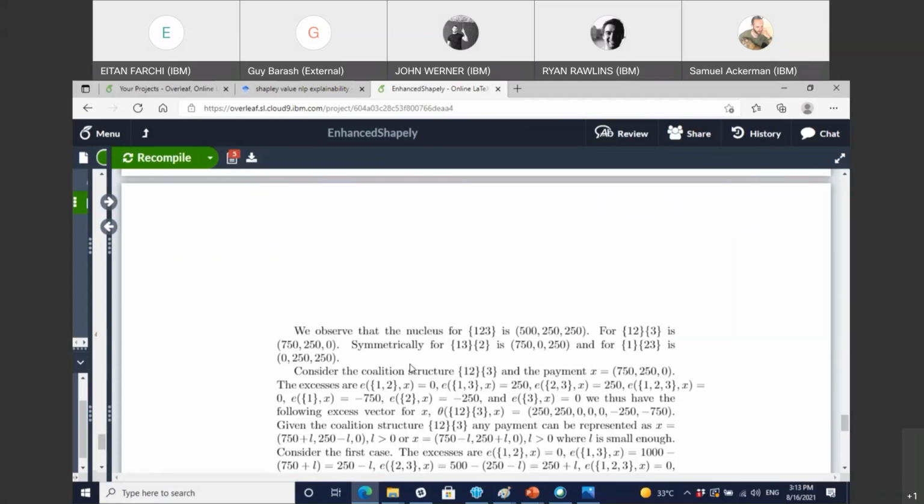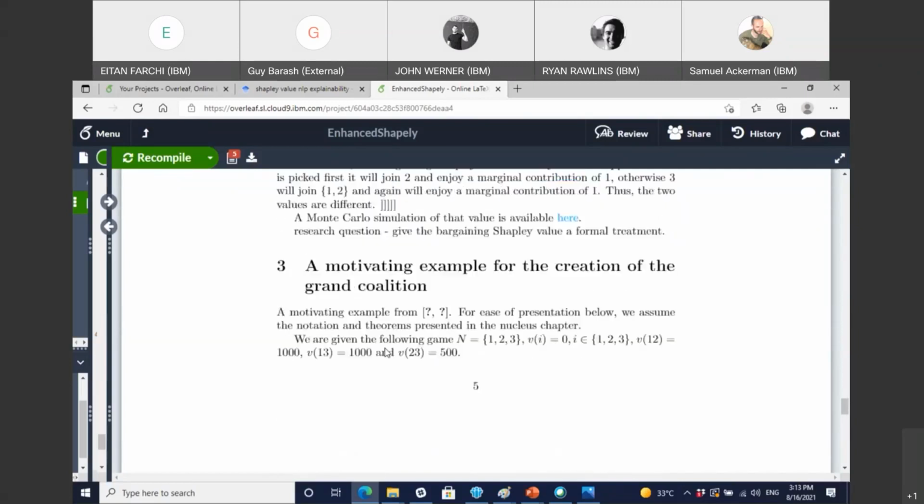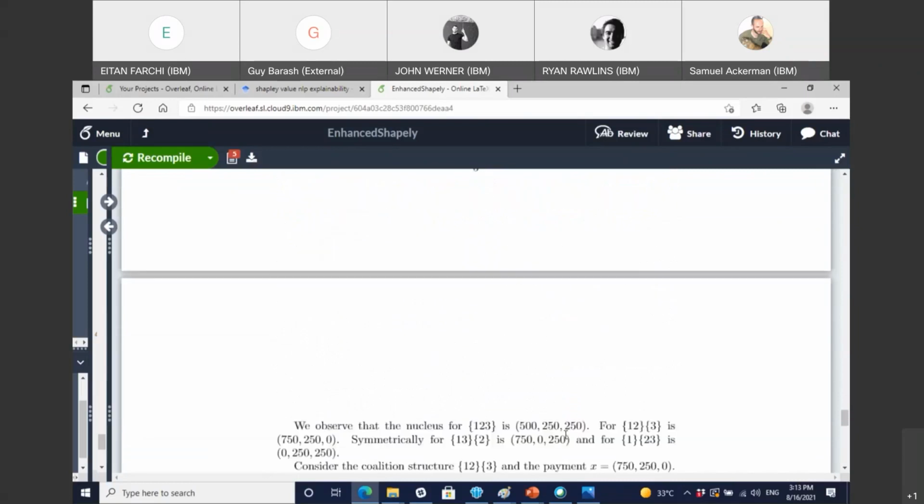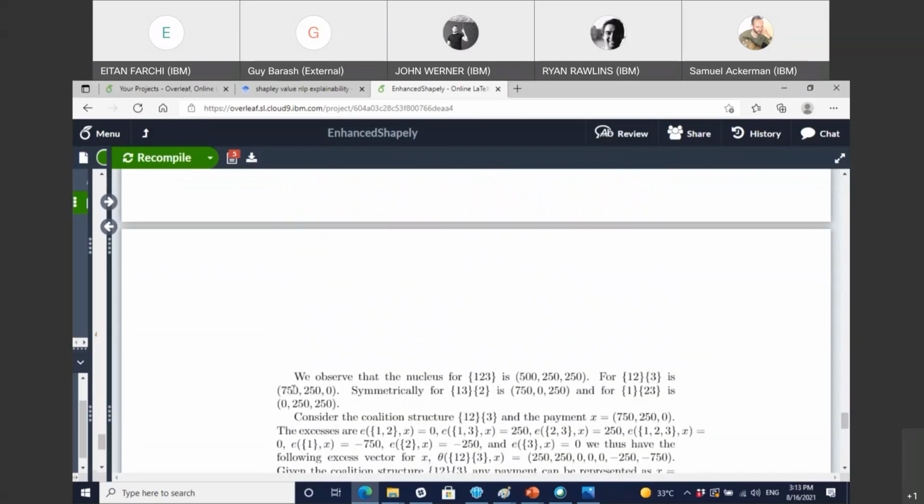It's a solution that is possible because 1 and 3 went together. They formed a coalition. They earned $1,000 or 1,000 shekel, doesn't matter, and they are splitting it between themselves. And 3 is by itself. So we said 3 can't do anything by themselves. So that's a feasible payment for this coalition structure, and maybe it's even reasonable.